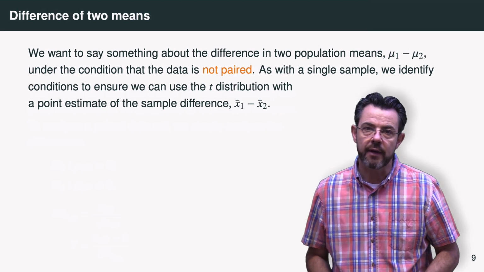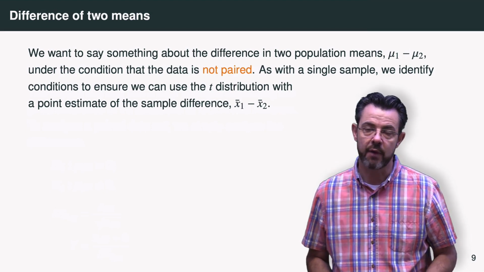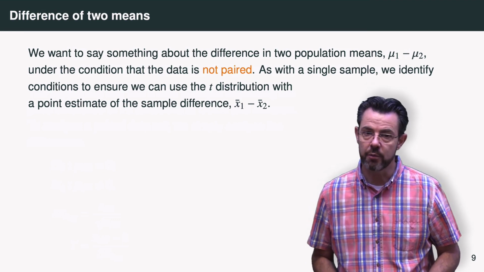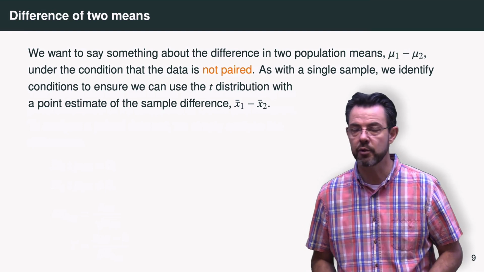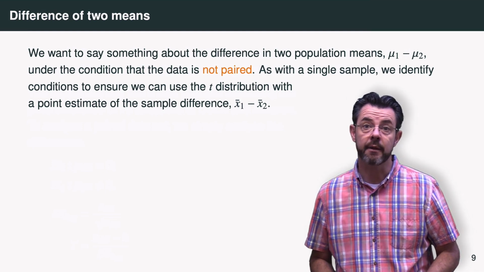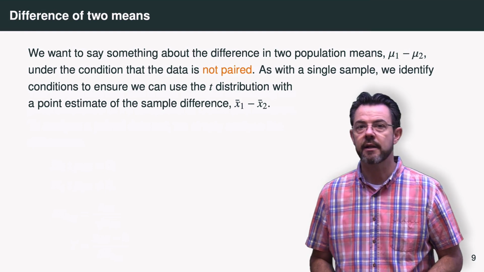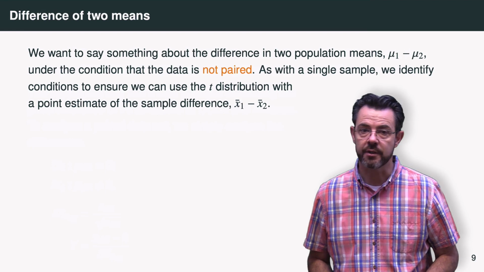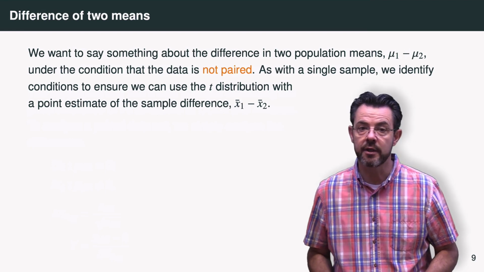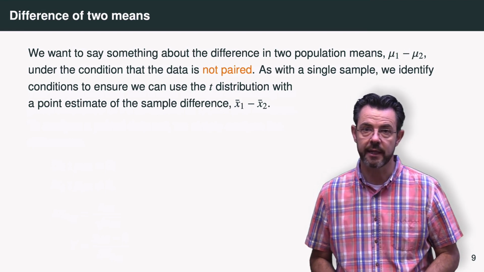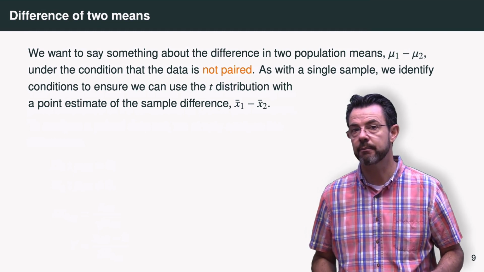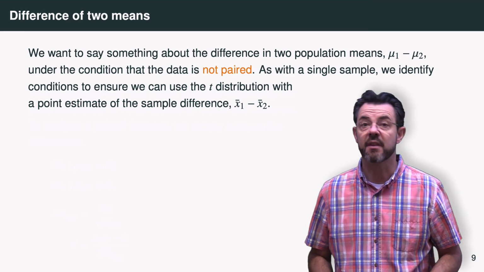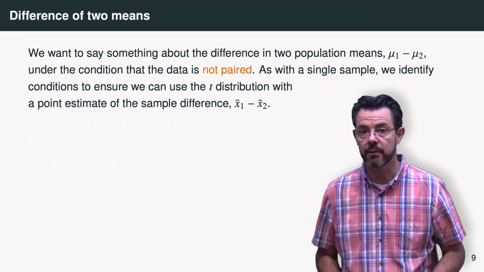The third case that we're going to look at is difference of two means. If we have two data sets, but they're not paired, we want to say something about the difference in two population means, mu1 minus mu2. So that's a difference in the two populations under the condition that the data is not paired. And as with a single sample, we identify conditions to ensure that we can actually use the t-distribution with a point estimate. So now we want to say something about the population difference between two means, but all we have is the difference of two sample means.